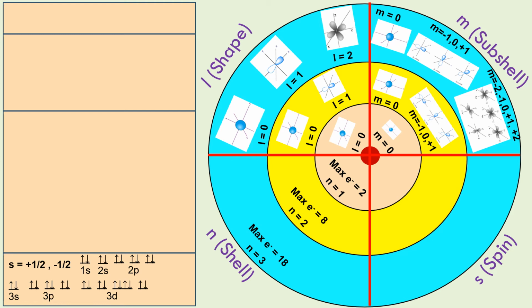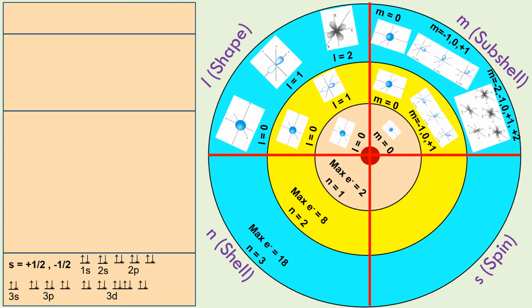From here, we can get information about the maximum number of electrons that can be filled in each of these energy levels. The first energy level has one orbital. Remember, one orbital can be filled by a maximum of 2 electrons only. So the first energy level has only 2 electrons. The second energy level has 4 orbitals, so 4 times 2, the maximum number of electrons is 8. The third energy level has a total of 9 orbitals, 9 times 2 electrons, so the maximum number of electrons is 18.